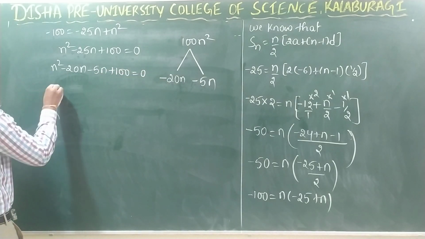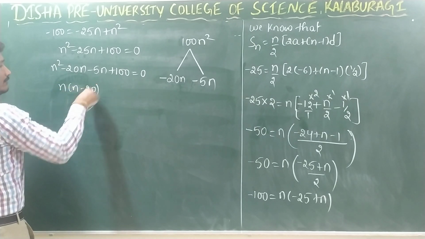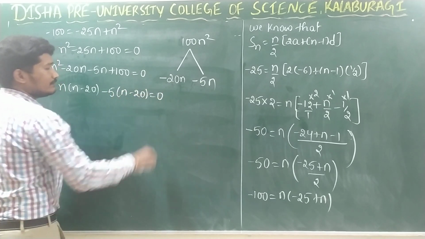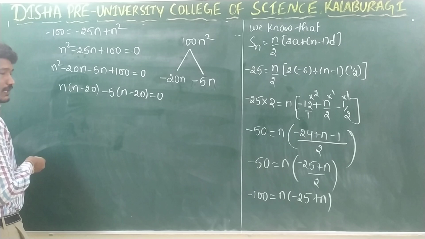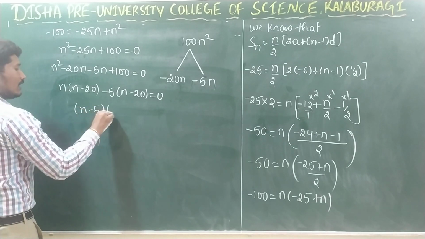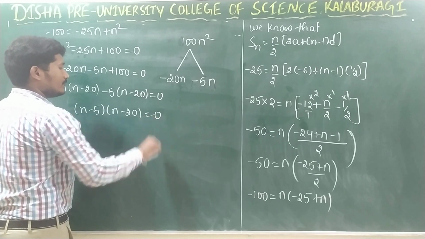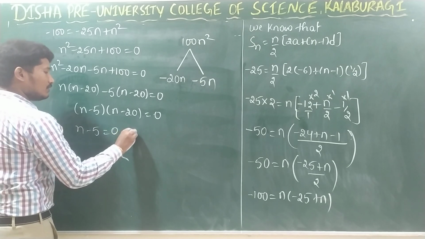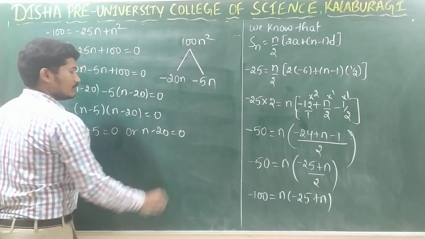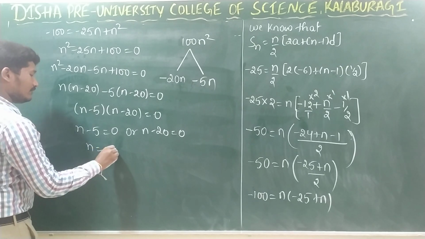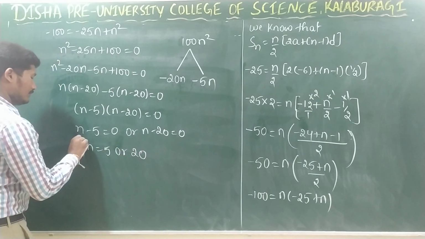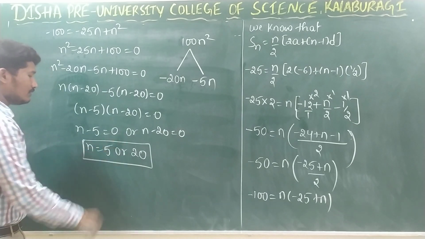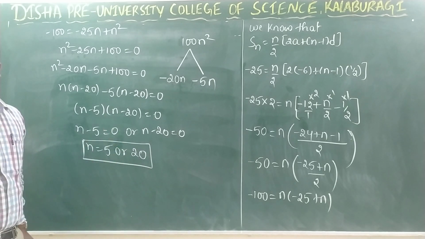So in both the terms n is common. So n into n minus 20. Right? So here minus 5 is common. So this becomes n minus 20 equal to 0. So in this both terms again n minus 20 is common. So take it outside. So you will get n minus 5, n minus 20 is equal to 0. So now we equate n minus 5 is equal to 0 or n minus 20 is equal to 0. Right? So n is equal to 5 or it will be 20. So this is the value of n that we wanted. Right? What are those? 5 or 20.